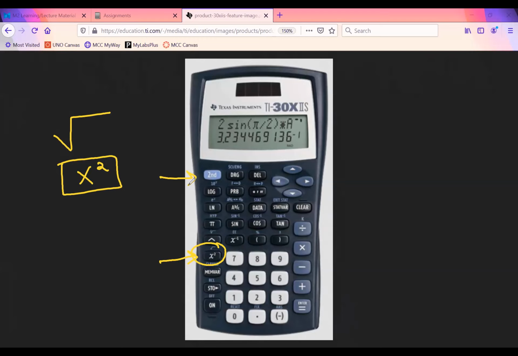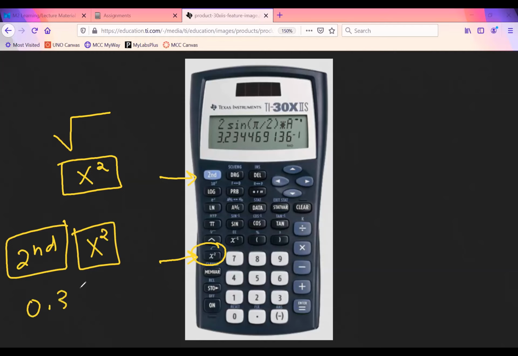So for the problem that we want to figure out, the square root of 0.36, what I'm going to do is second, and then the x squared key, and then I'll just type in the number, 0.36, and then enter or equals, and that will give me my answer. Okay, this is not an actual calculator that we're looking at, it's just a screenshot. So I'm going to do it on my own calculator and then I'll tell you what I see. All right, so here we go, 0.36. The answer that I'm getting is 0.6.